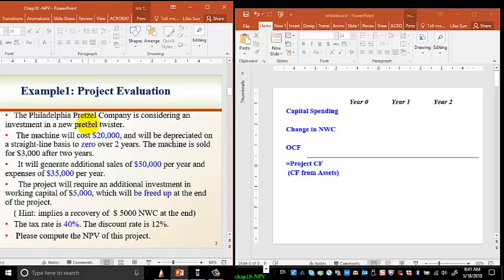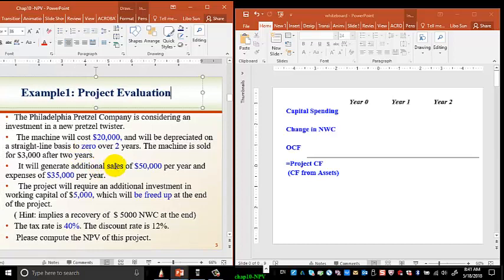Let's look at this example. The company is thinking about a new pretzel twister. The machine costs $20,000, depreciated all the way to 0 over 2 years, straight line basis. The machine will be sold for $3,000 after 2 years. It's going to bring in sales of $50,000 every year and cost $35,000 every year. The project will require additional spending in net working capital of $5,000, which will be freed up at the end of the project. Tax is 40%, discount rate 12%.